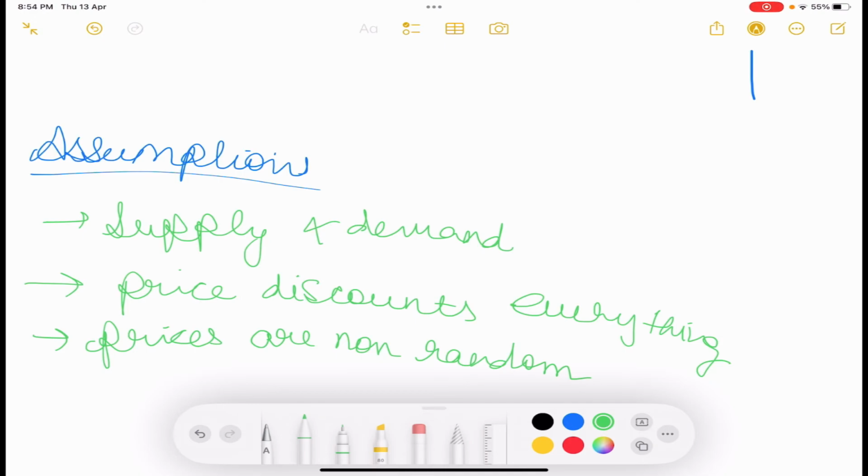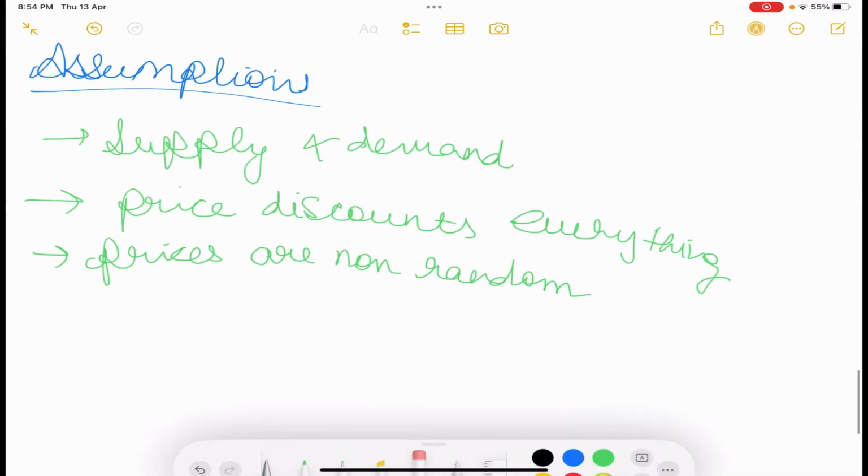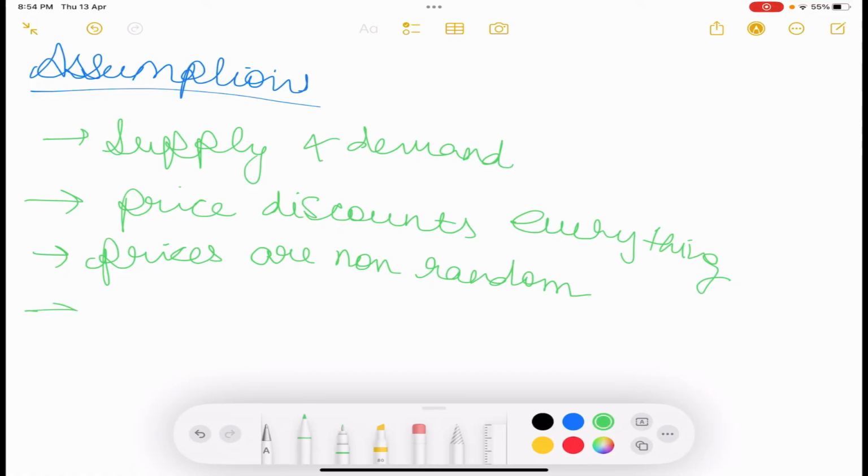If you look at the charts, you never see that one day the price was 100, the next day the price was 1000, the other day the price became 0. That is not how the prices move. The prices move in a logical manner, in a systematic manner, right? So that is what is meant by prices are non-random. Moving on to the next assumption.